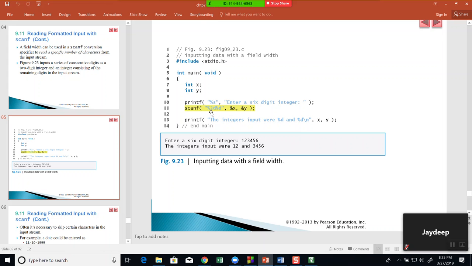In this example, see how they did the %2D and then %D? That %2 indicated that the first 2 numbers were going to go in that first variable. And then all the rest went into the next variable. And you see they entered in 1, 2, 3, 4, 5, 6, and then 1, 2 was in the first variable x, and 3, 4, 5, 6 was in the second variable y.